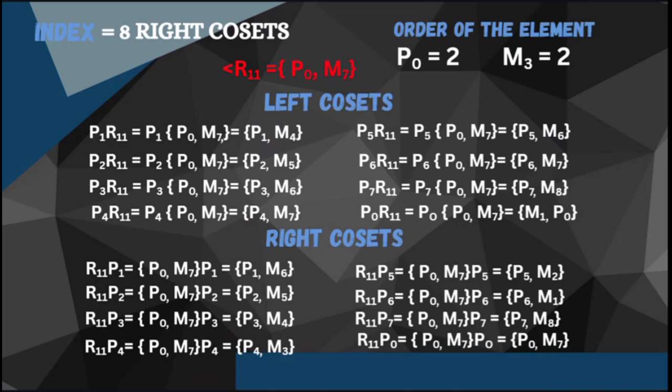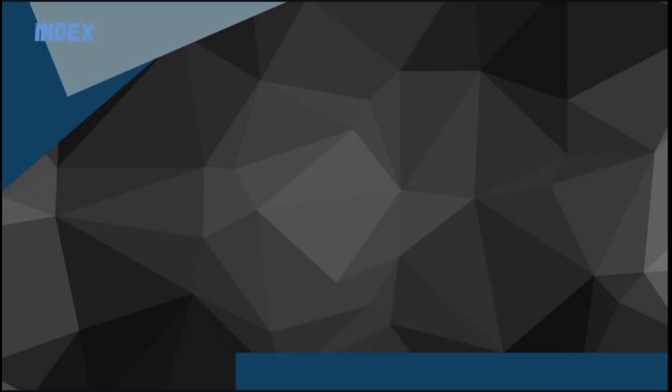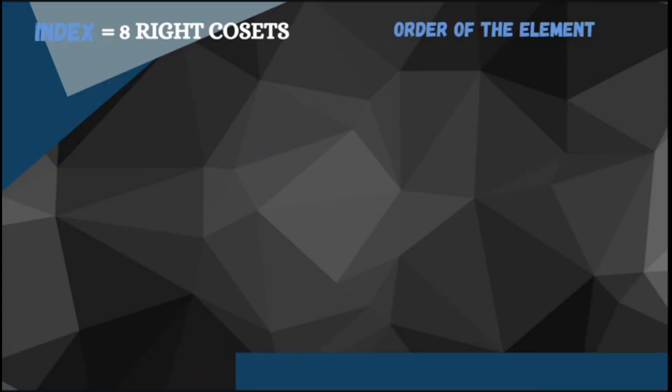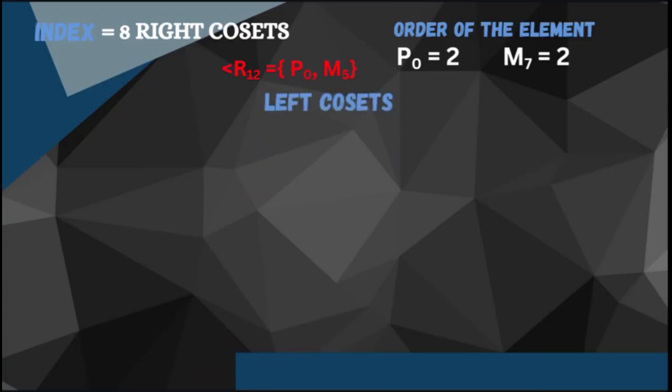Let's proceed to the index. We have a total of 8 right cosets. In the order of the elements, rho sub 0 has order 2, and mu sub 7 has order 2 also. Next subgroup, we have R sub 12, equal to rho sub 0 and mu sub 5. Let's repeat the process for left cosets.